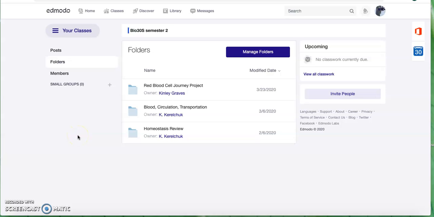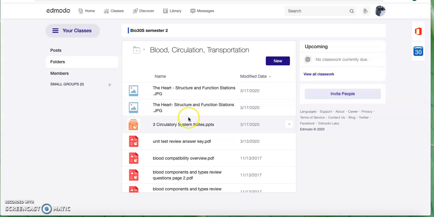Just wanted to go over the last bit of your notes on the heart. So just making sure you're able to find it in your Edmodo. If you go to the left hand side under folders and then under blood circulation and transportation, there's actually the circulatory system notes. So we'll click on those and we'll just take a quick look through the last few slides.